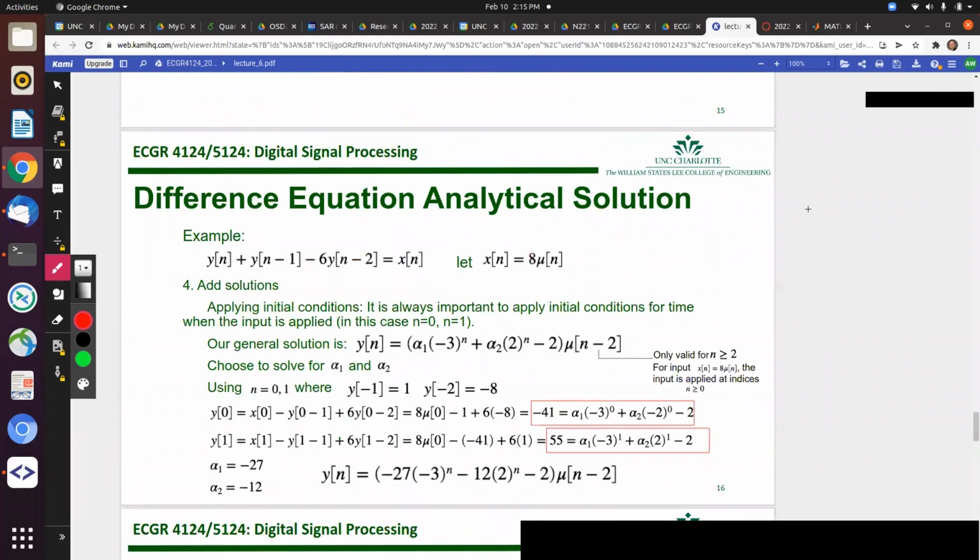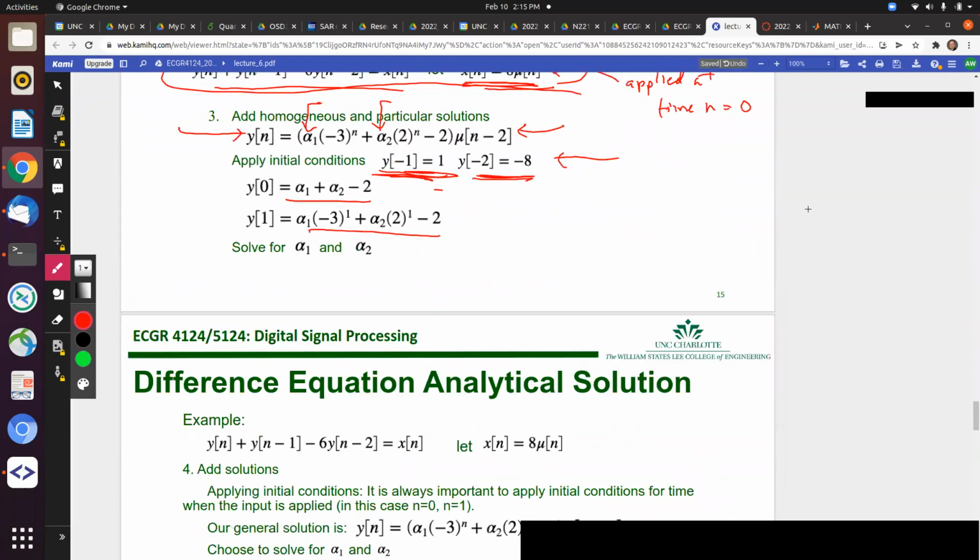So let's see. Right, and so how do we go about solving for the other things? This is how we're going to actually solve everything. So these are the equations that we have in the unknowns, alpha 1 and alpha 2.